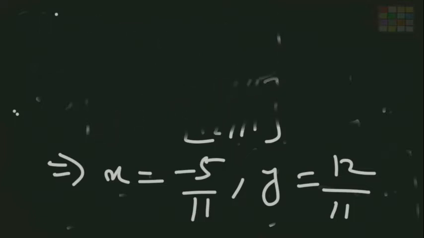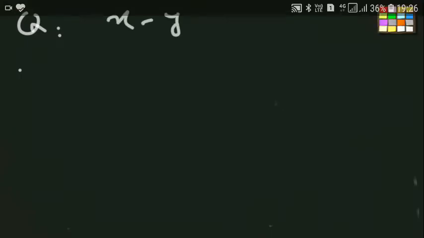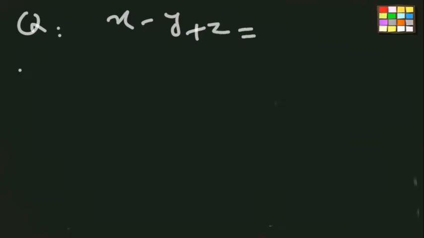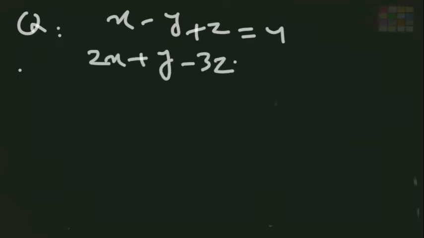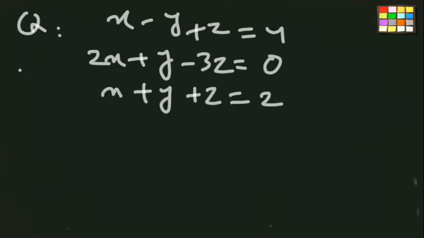So let us see what I get for a 3 cross 3 matrix. The equations will be given to you. The question goes like this. Let me take an example: x minus y plus z equals 4. The second equation is 2x plus y minus 3z equals 0, and the third equation is x plus y plus z equals 2.